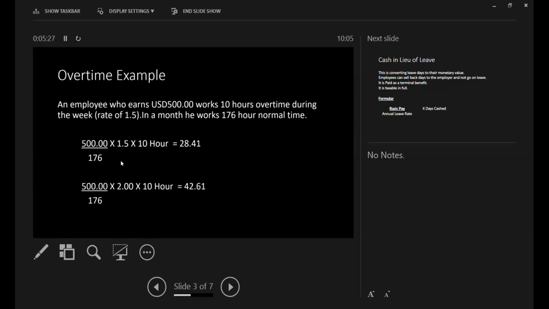In other words, it's going to be added to an employee's basic salary and all other allowances for the computation of tax.